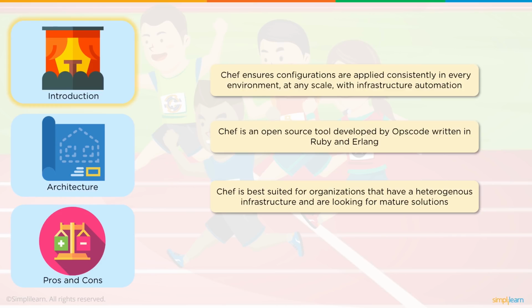And Chef is a tool that allows you to configure very large environments. It allows you to scale very effectively across your entire ecosystem and infrastructure. Chef is by default open source code. And one of the things that you find as a consistent metaphor for the tools that we recommend on Simplilearn is to use open source code. The code itself is actually written in the languages Ruby and Erlang. And it's really designed for heterogeneous infrastructures that are looking for a mature solution.